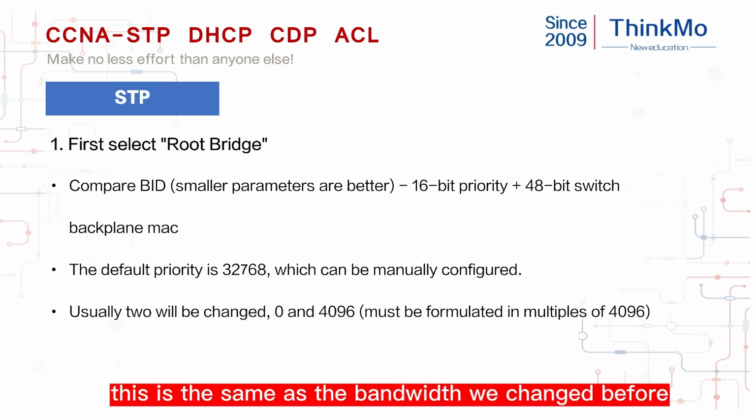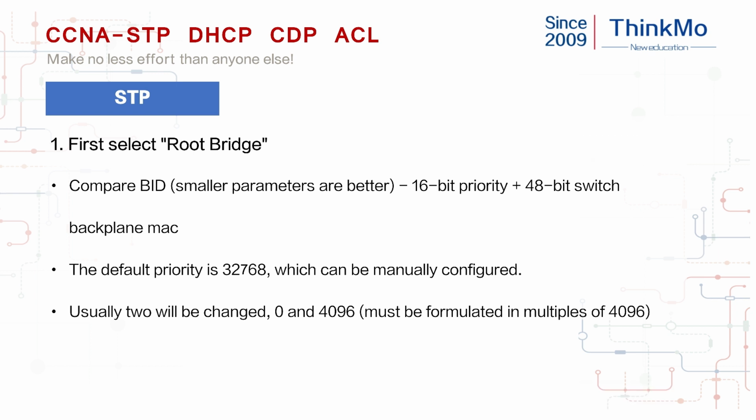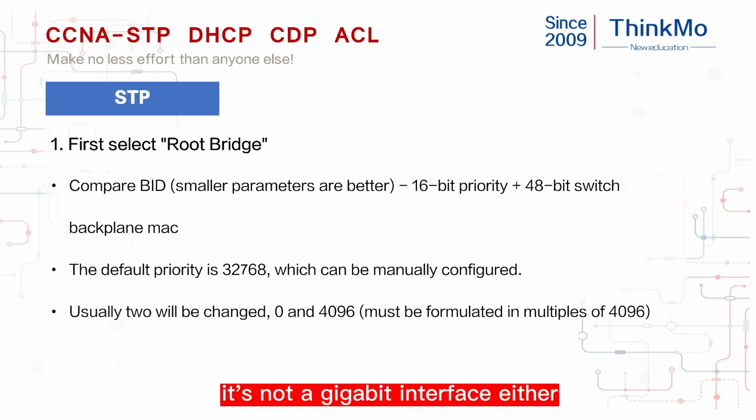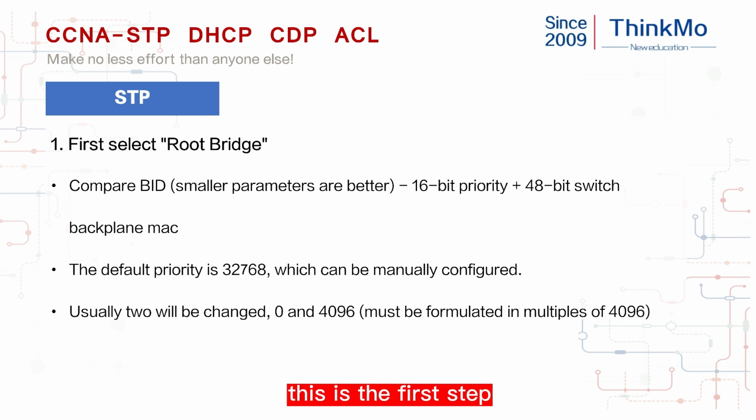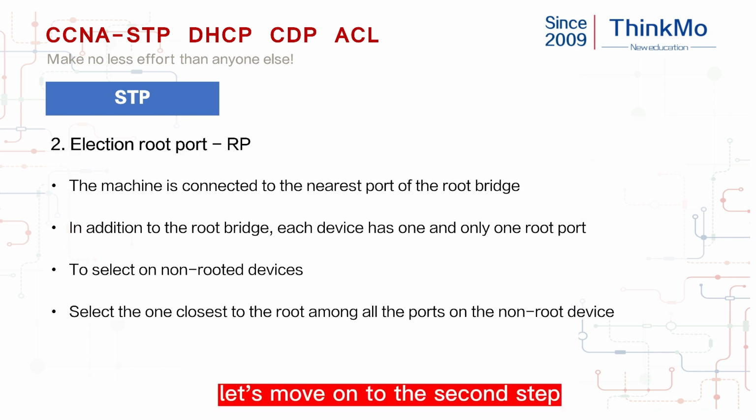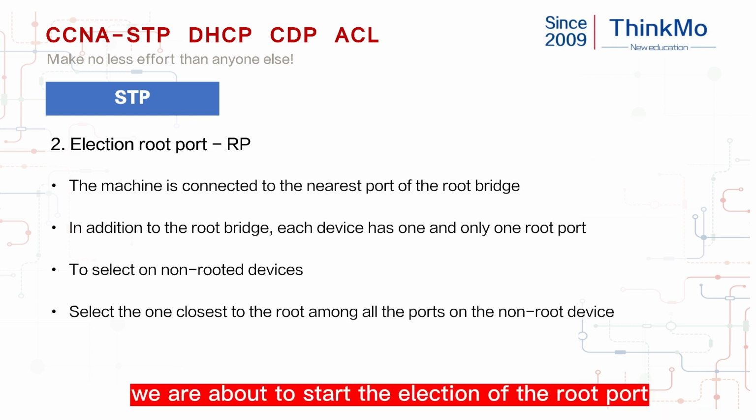This is the same as the bandwidth we changed before. A 10 megabit interface. A 100 M interface. You change it to gigabit. It's not a gigabit interface either. Physical parameters cannot be permanently modified. This is the first step. Let's move on to the second step. We are about to start the election of the root port.